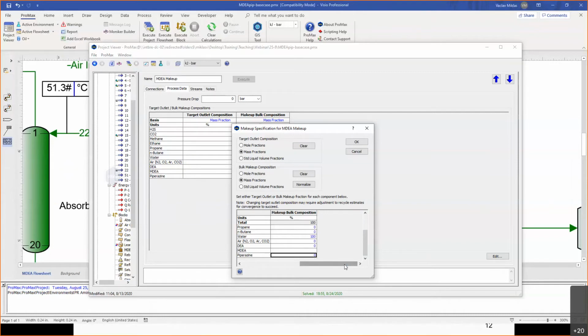And instead, we're going to have 48% of MDEA with, or say 42 with 8. That's quite typical for deep CO2 removal. So this is our starting point.